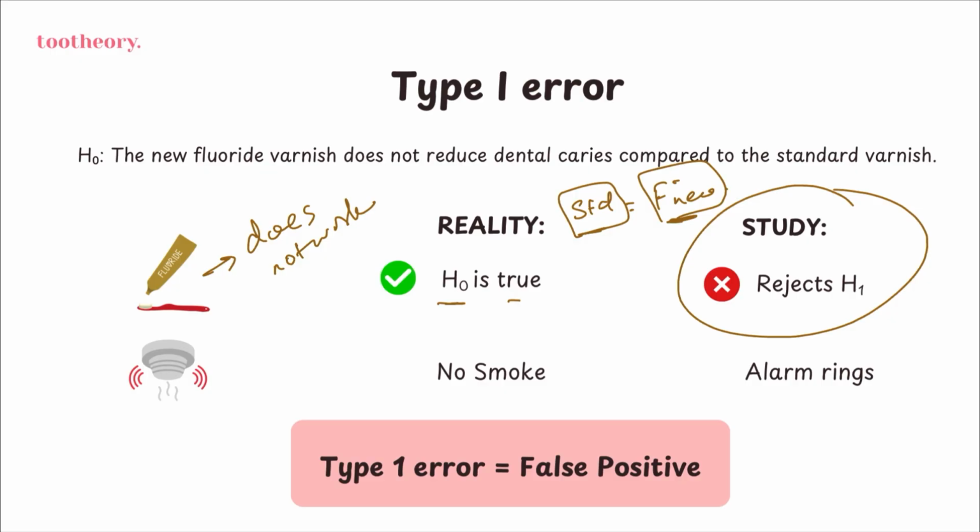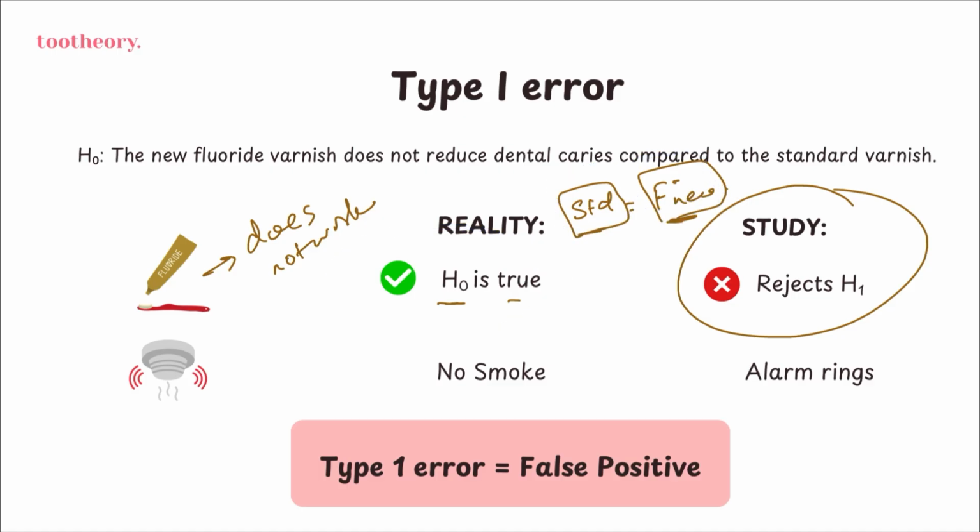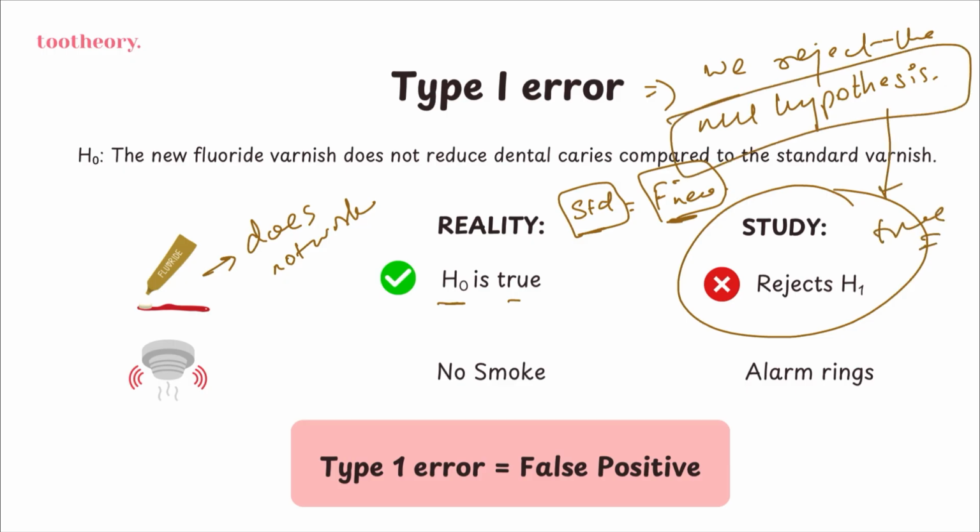So for example, in this case, our study says that the varnish works. But in actuality, the varnish does not work because it is equal to the standard fluoride varnish, right? So in this case, we reject the null hypothesis, and that is what a type 1 error is: when we reject the null hypothesis when in actuality the null hypothesis is true.